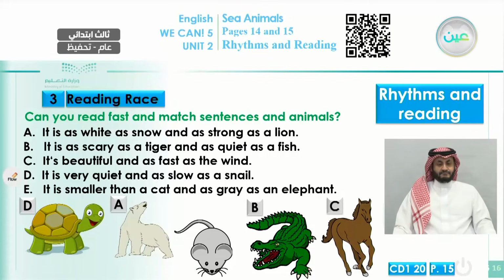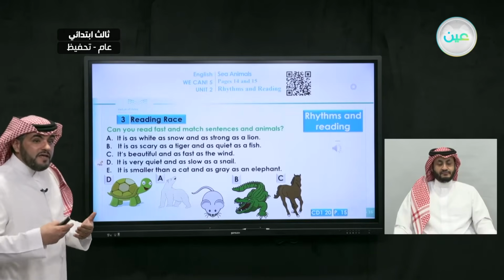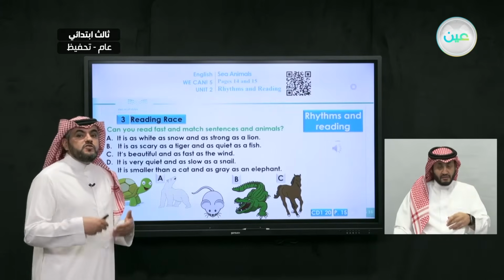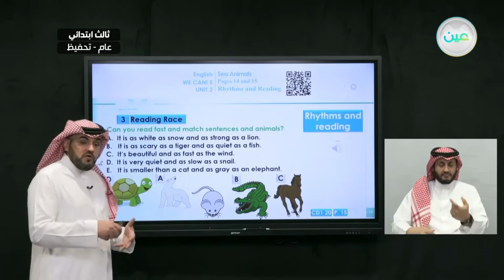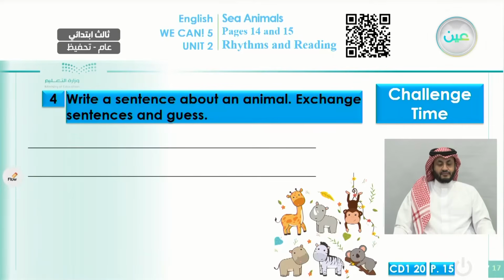Okay, so now you can go to your book, page 15, and you practice reading and listening so that you make your reading fast. This exercise aiming at making your reading fast. So you read, and if you read and listen at the same time, that will improve, as we said before, your ability to read and to speak and to also get many skills. So listening is very important. Okay? Now in exercise number 4, write a sentence about an animal. You choose one animal and you write one sentence.